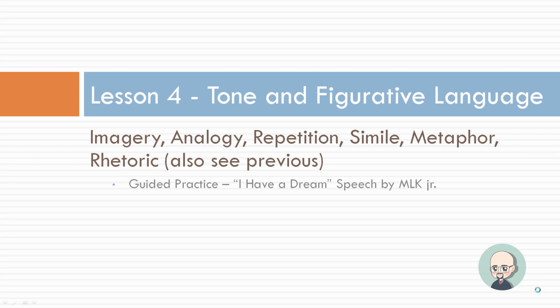Okay, we have the fourth lesson. This is an important one: tone and figurative language. We're going to talk about imagery, analogy, repetition, simile, metaphor, and rhetoric. We talked about some of these previously in the Dickens excerpt from Great Expectations. We talked a little bit about imagery when we discussed that thick description of the room Pip was in. We talked about analogy and repetition. We'll get into them in a minute.